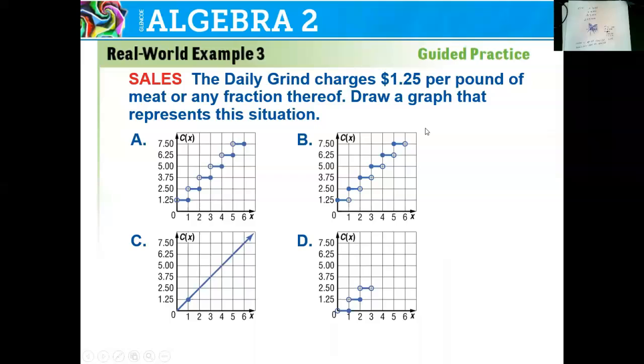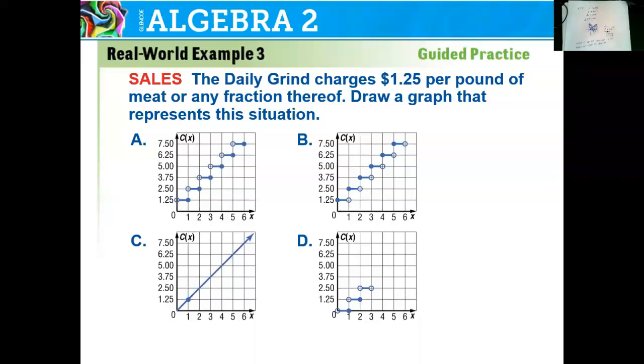Okay, so the daily grind charges $125 per pound of meat or any fraction thereof. Draw a graph that represents this situation. So here we want to be thinking about, are we going to be rounding up or rounding down? Okay, so meat in pounds is the x-axis. It's any fraction thereof. So we're going to be rounding up.